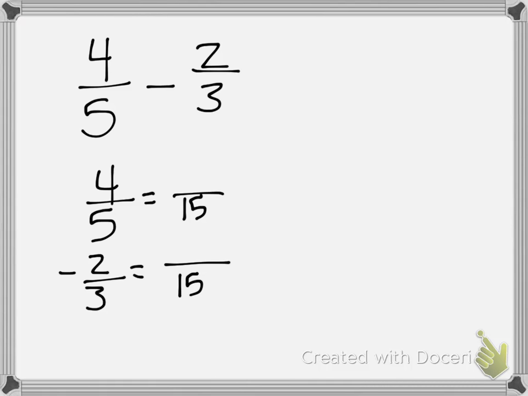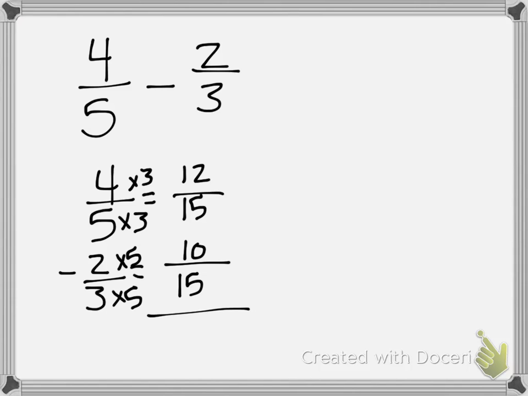Then I look, how did I get 15 from 5? I multiplied the 5 by 3. So I'm going to do the same thing to the top. Multiply by 3. And I'm going to get 12. For the other fraction, I multiplied the bottom by 5. So I'm going to multiply this top by 5, and it's going to give me 10.